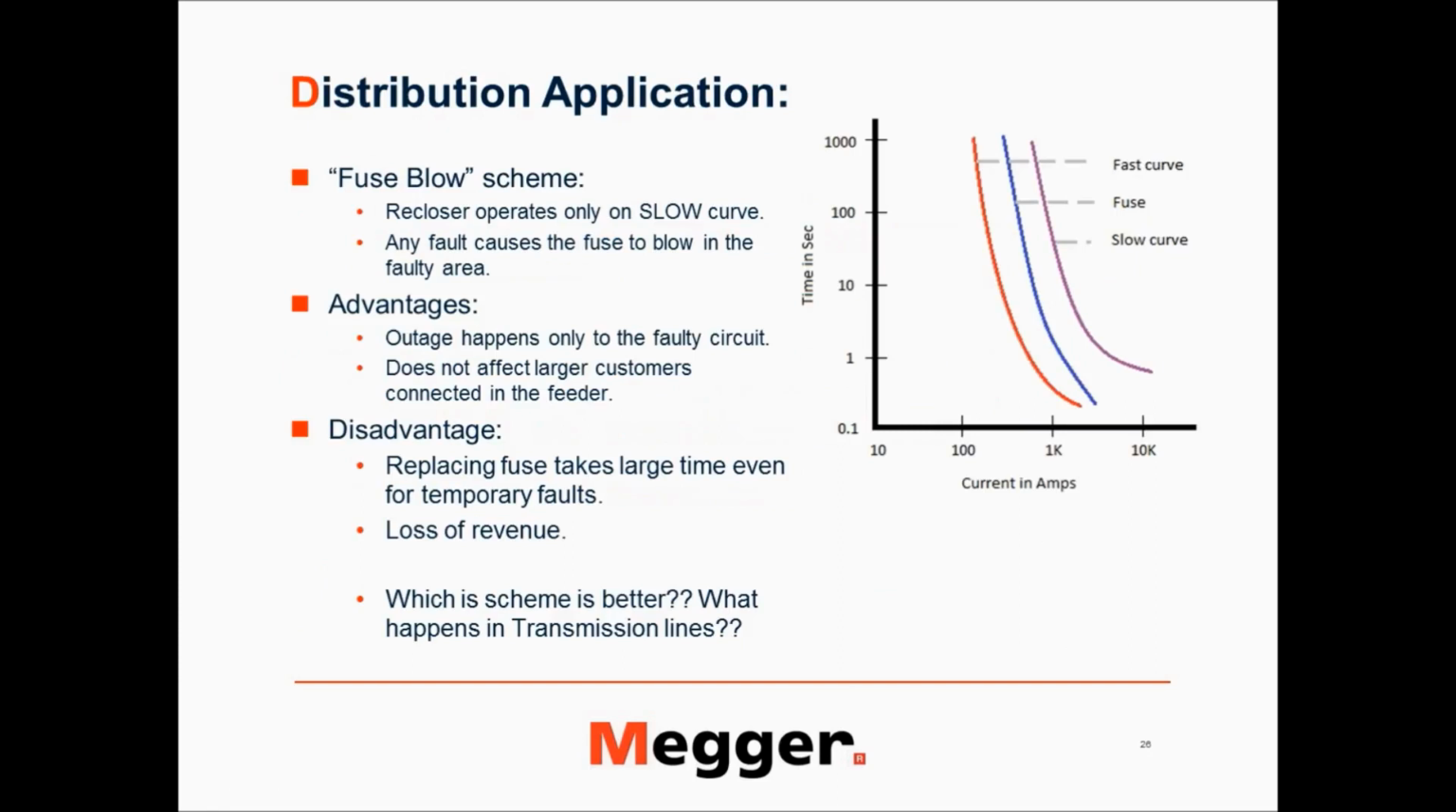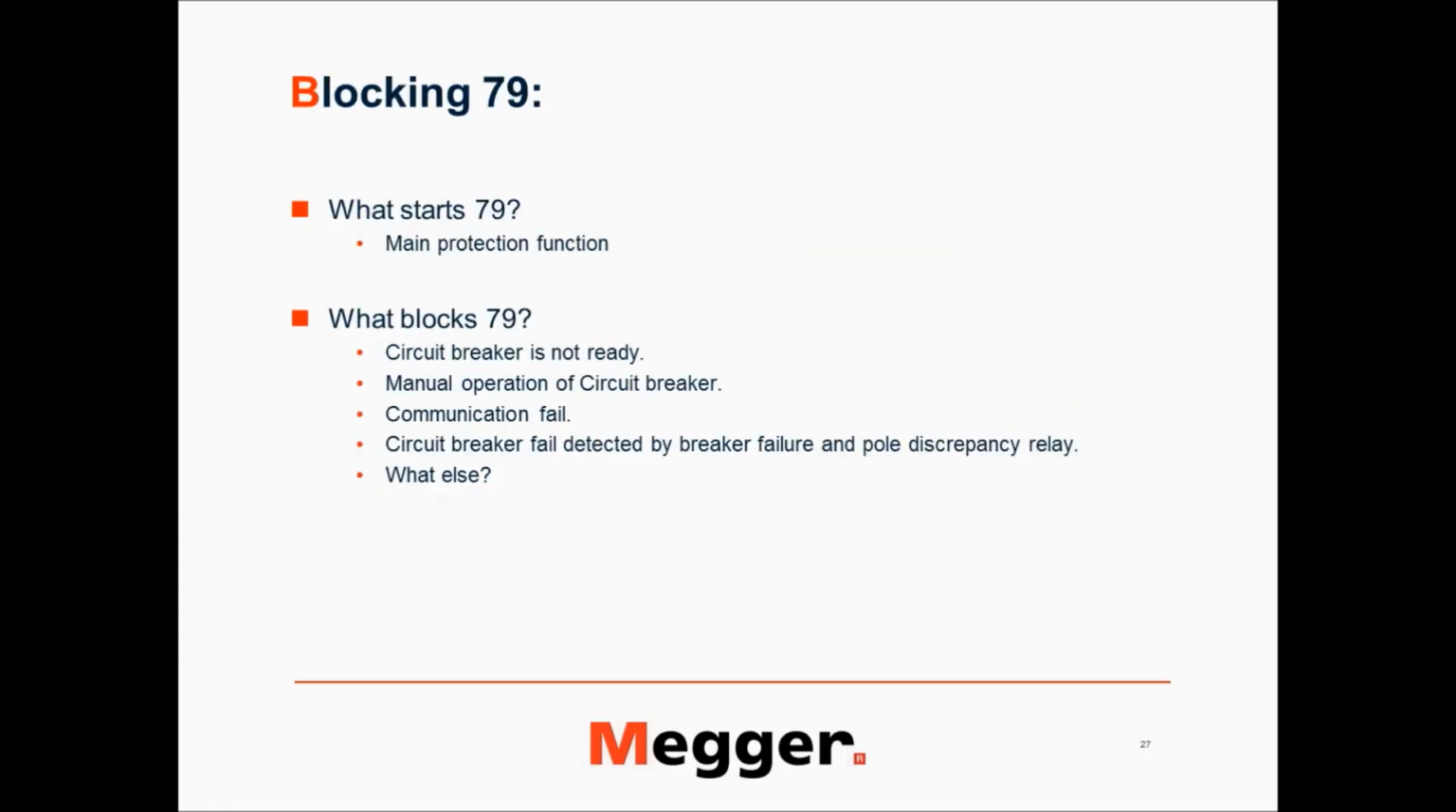So your main protection function is what is starting the auto reclose function on your controller, or generally speaking on your relays. What might be blocking the 79 function operation? Well, the first thing is the circuit breaker may not be ready, which means the circuit breaker is still going through the open sequence. It is not completely open yet. You cannot close something which is not open yet. So that might be blocking your 79 function.